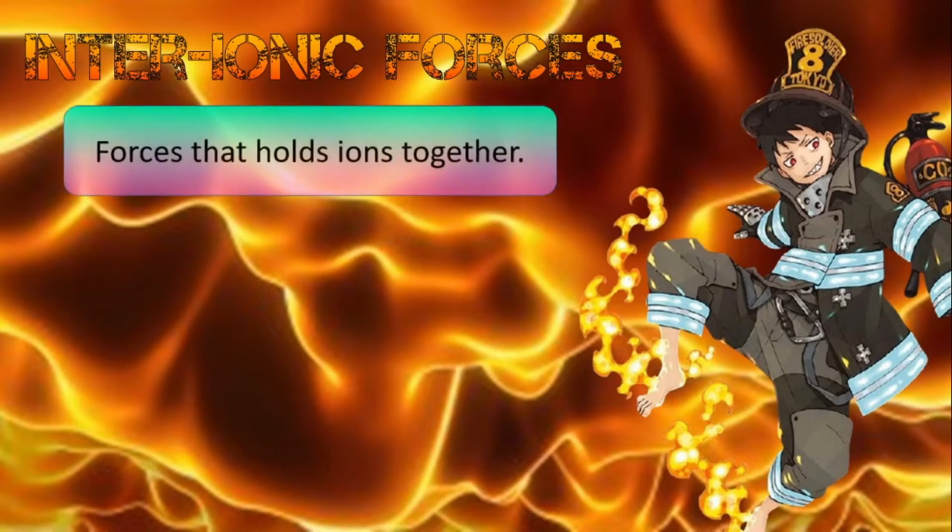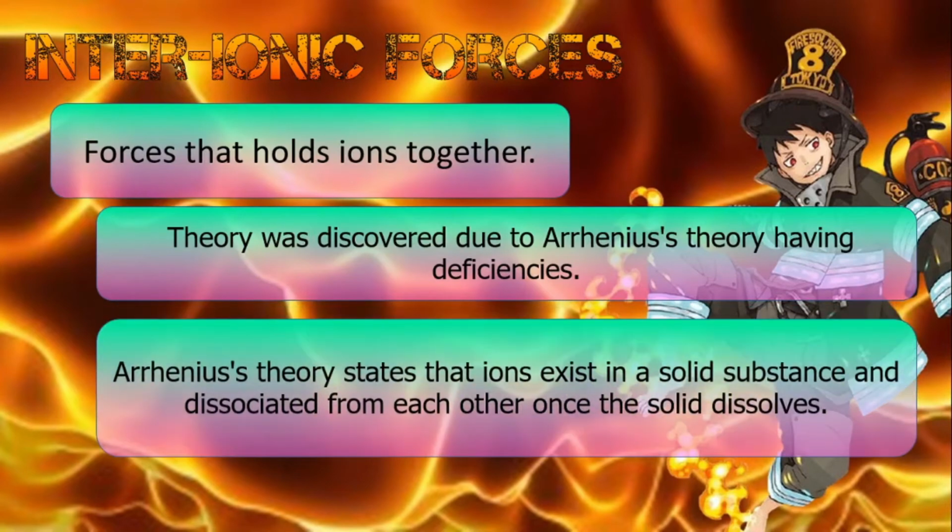Interionic forces. It is a force that holds the ions together. This theory was discovered due to the Arrhenius theory having deficiencies. Arrhenius theory states that ions exist in a solid substance and dissociate from each other once the solid dissolves.